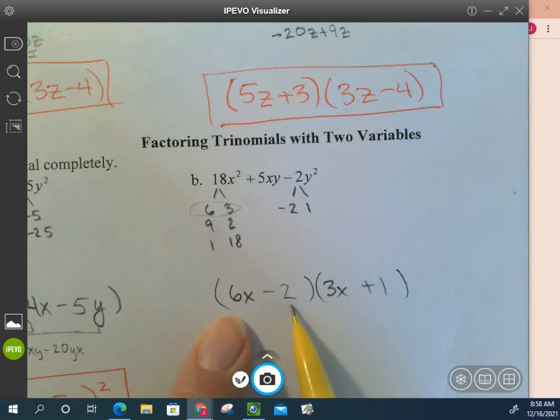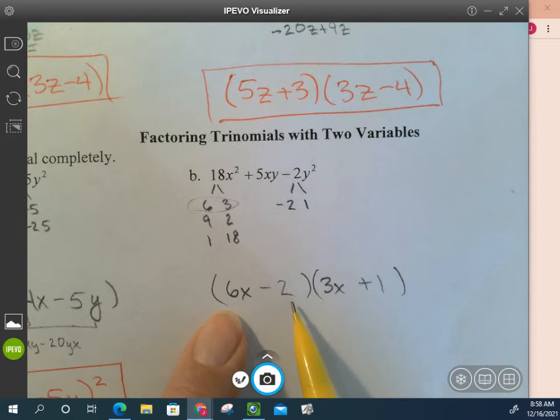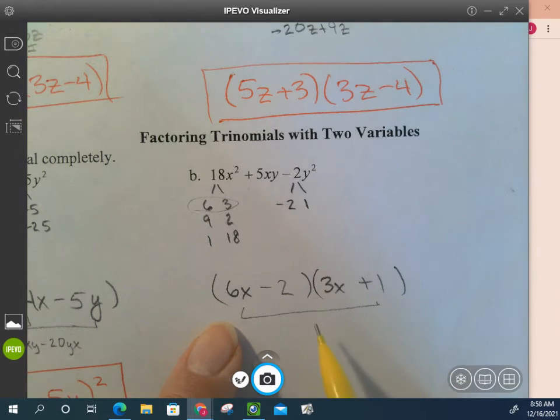Because do you see that 6 and 2 have a common factor of 2? Did you have any common factors in the original? So if I put this in, it's guaranteed not to work. So that's going to save me some time. But let me just prove it to you. This would be 6x, and this would be -6x, which adds up to 0.